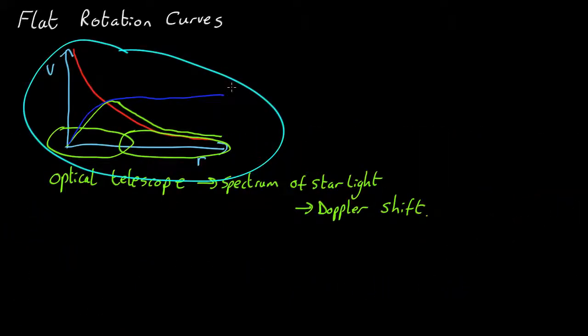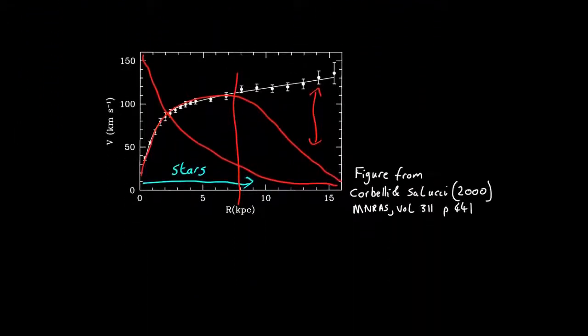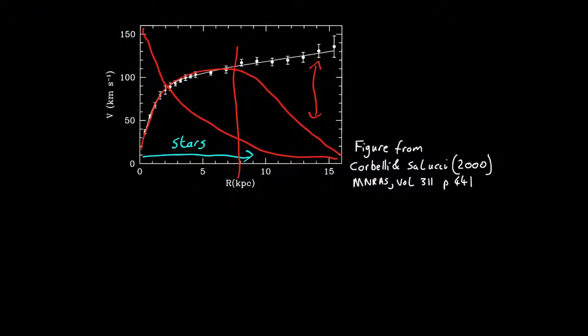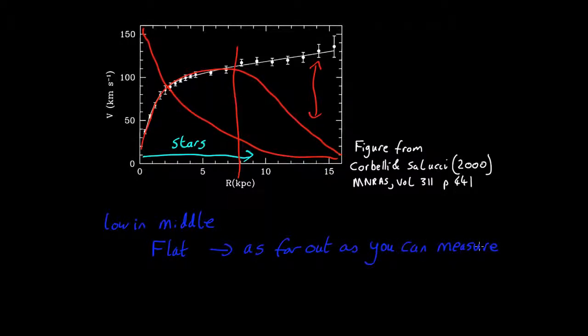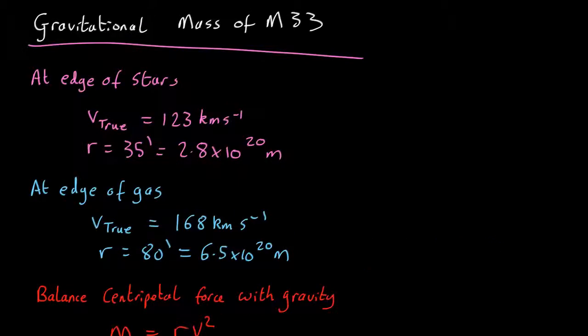So what could possibly be going on here? Well, this isn't just seen in M33. Pretty much all disk galaxies show these flat rotation curves. They rise from low values in the middle, but then they keep on flat, as far out as you can measure them. So what could be going on here? So that's one problem, one unsolved mystery. The rotation curve is the wrong shape.